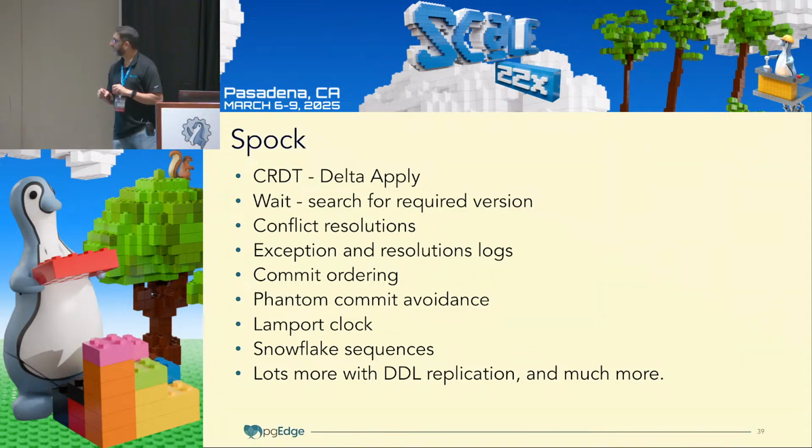So it has a delta apply functionality, which basically is a conflict avoidance strategy. You'll never have a conflict with delta apply data types. The second thing is that when it's going to apply an update or a delete, it's actually going to look up whether the relevant row or tuple is available, whether it can find it in its local data. So it's going to wait there.